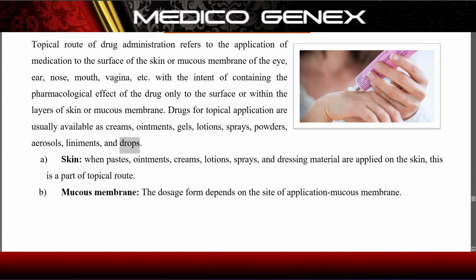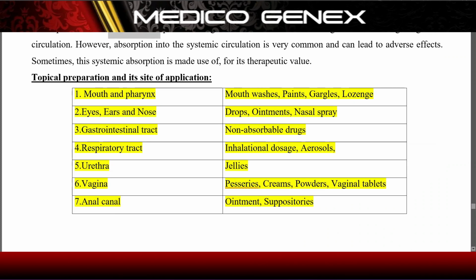and drops. Skin: when pastes, ointments, creams, lotions, sprays, and dressing material are applied on the skin, this is a part of the topical route. Mucous membrane: the dosage form depends on the site of application. The topical route of administration provides a high local concentration of the drug without affecting the general circulation. However, absorption into the systemic circulation is very common and can lead to adverse effects. Sometimes, this systemic absorption is made use of for its therapeutic value.